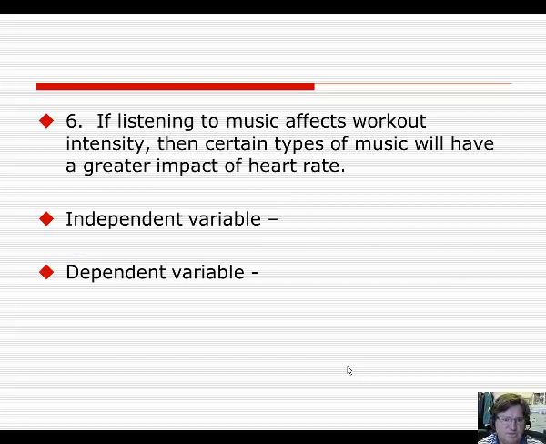If listening to music affects workout intensity, then certain types of music will have a greater impact on heart rate. Dependent variable, heart rate. Independent variable, type of music.